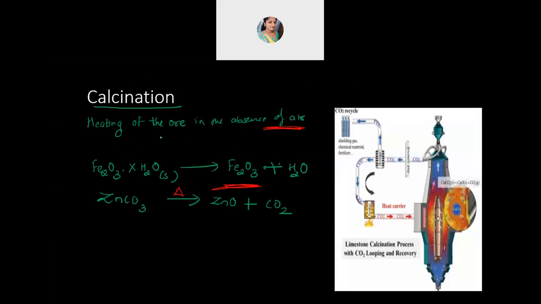It is applied for which kind of ore? You should remember it is applied for carbonate ore. It is applicable for carbonate and oxide ore. Some of the oxide ores, okay. But most of the time it is for carbonate. So carbonate will get converted to their metal oxides and carbon dioxide will escape out.